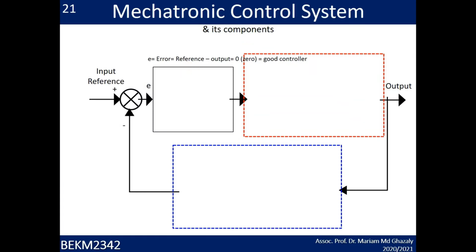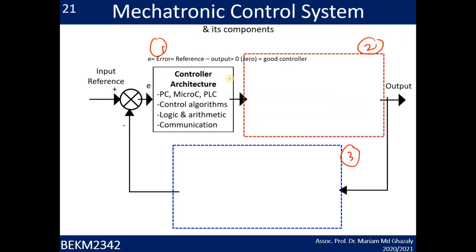So if you see here, we have the mechatronic control system and its components, and you have three blocks here. We have block number 1, block number 2, and block number 3. In block number 1 we have the control architecture. Nowadays people are using PLC control algorithms. For example, in the subject control engineering, you are going to learn about the PID controller or the compensated controller, and sometimes you are going to add on complication. For example, now you are using Arduino or Raspberry Pi, so that will be the control architecture component.